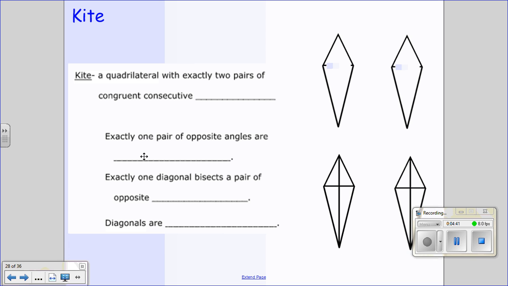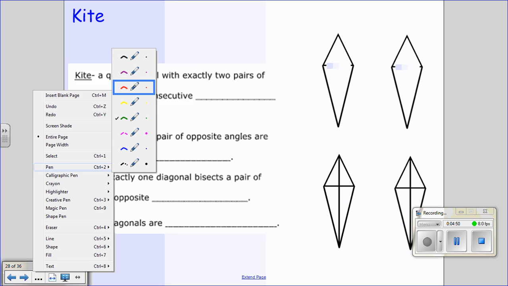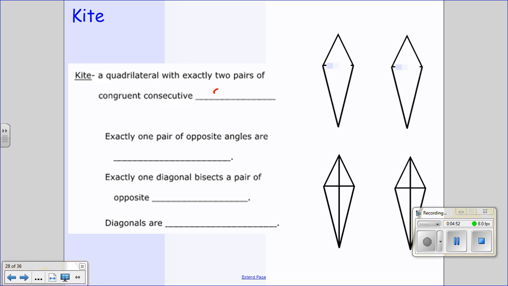And lastly, we're going to talk about the kite. A kite is a quadrilateral with exactly two pairs of congruent consecutive sides. And I'm going to say this is illustrated on picture A. So this side is consecutive with this side, and they will be congruent. And this side will be congruent with this side. The two short ones would go together, and the two long ones would go together. That's probably a simple way of putting it.